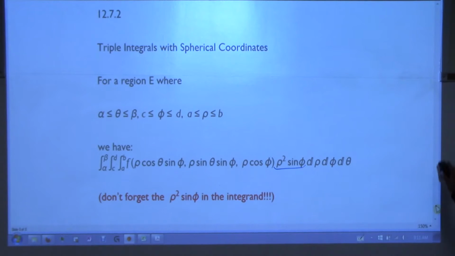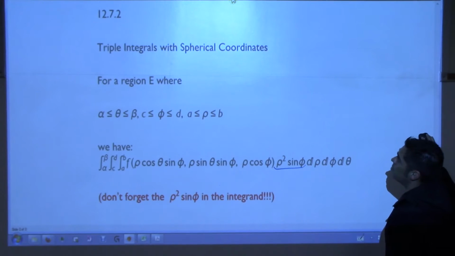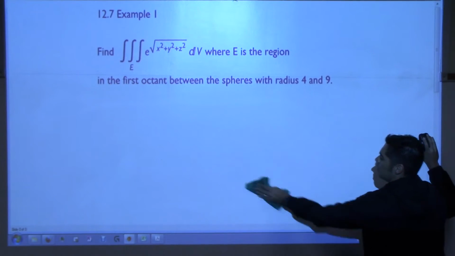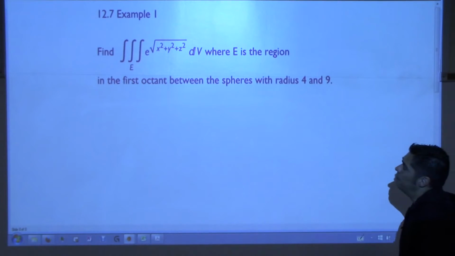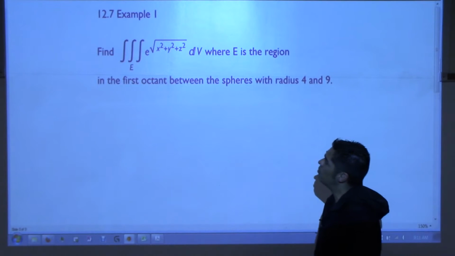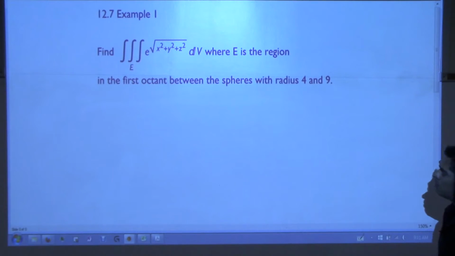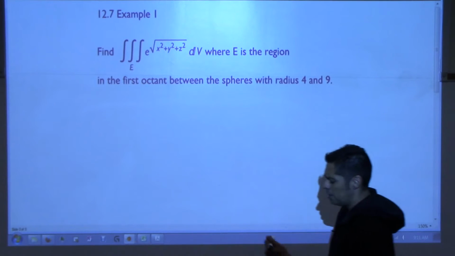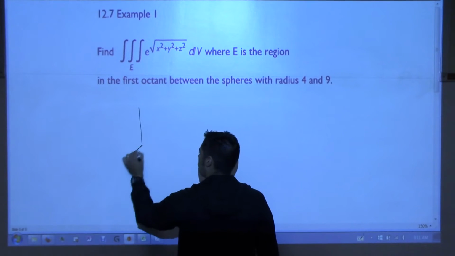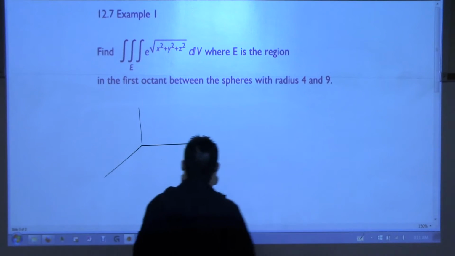All right, so I think it's time for us to do an example. So let's do the triple integral of e to the square root of x squared plus y squared plus z squared with respect to volume, where E is the region in the first octant between the spheres of radius 4 and 9. So what I have here is I'm looking only in the first octant.